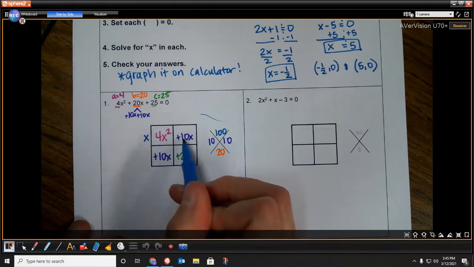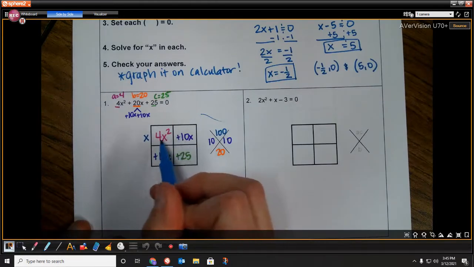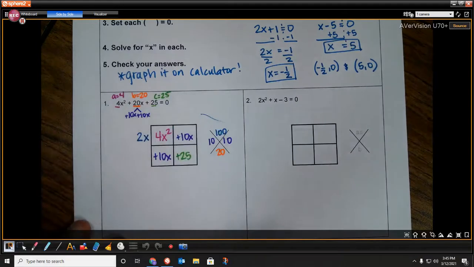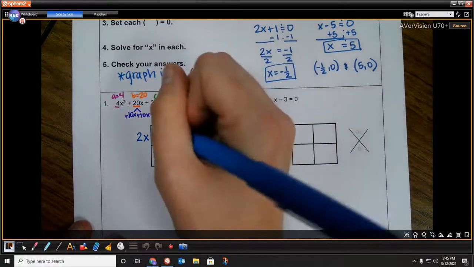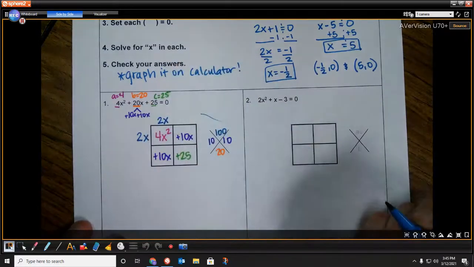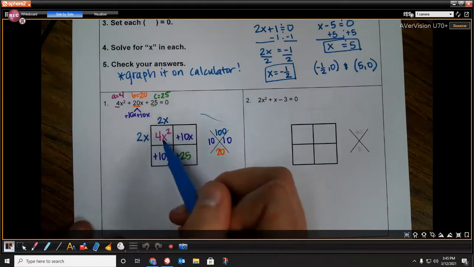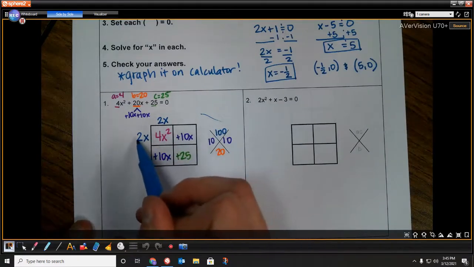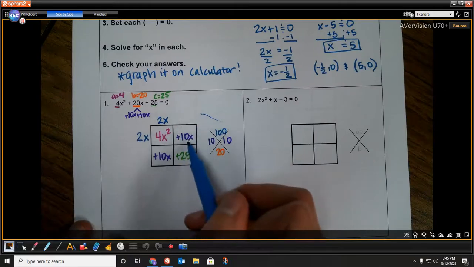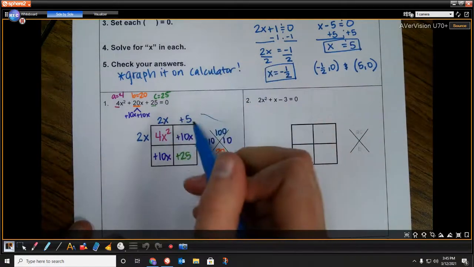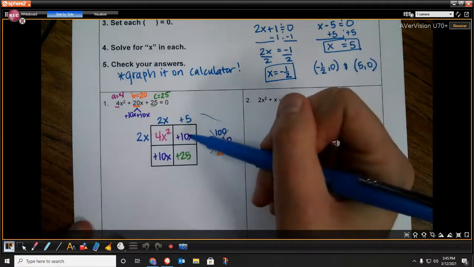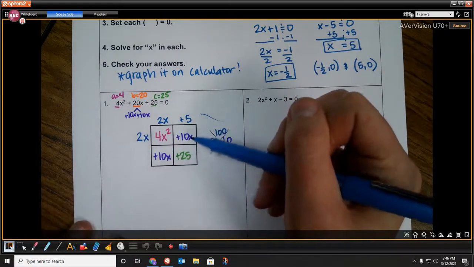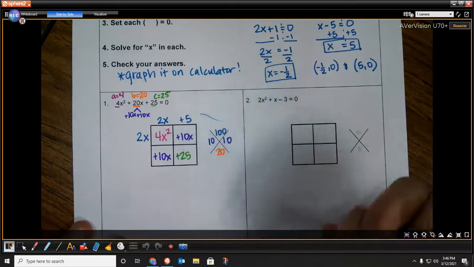And then the other common factor between 4 and 10, they are both evenly divisible by 2. And then the same will be true of 4x squared and 10x here. The greatest common factor they have in common, they're both divisible by, is 2. And 2x times 2x is 4x squared. And then 2x times what will give me 10x? Well, 2x times 5. 2 times 5 is 10, and then x. Also, 5 is the greatest common factor that is divisible by both 10 and 25.